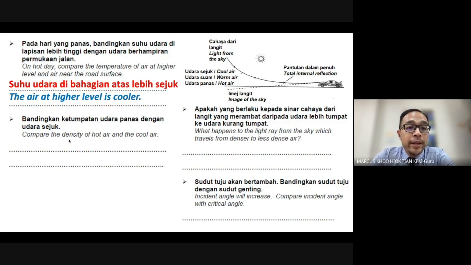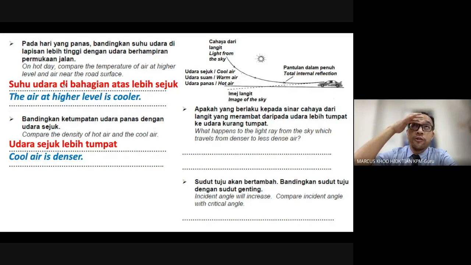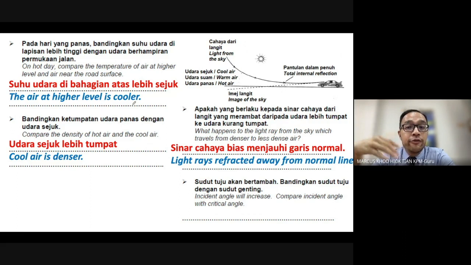Second point, compare the density of hot air and cool air. Of course, cool air is denser. We learned this in the previous topics. Hot air is less dense than cold air. So what happens to the light ray from the sky, which travels from dense to less dense? Remember, from more dense to less dense, it refracts away from the normal line. Again, taking from subtopic 6.1, which is very important, because we bank on 6.1 to understand 6.2.